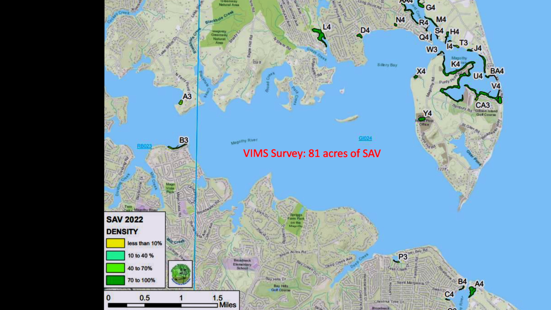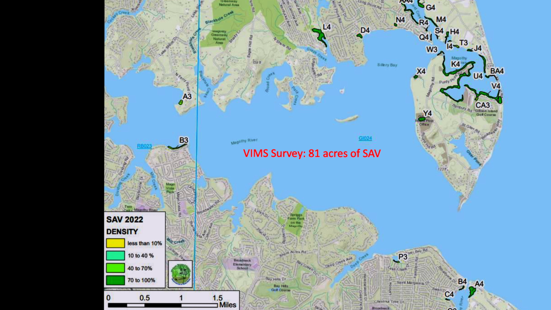And then here is the data from the Virginia Institute of Marine Science. All the green here, the dark green and the light green, are all areas where they found the grasses. Altogether they found 81 acres. Last year it was 61 acres, so good improvement. And you can see where a lot of the grass is. It's over here in this Eagle Cove area, up into Cornfield Creek. This is where our best, most reliable grass populations are.